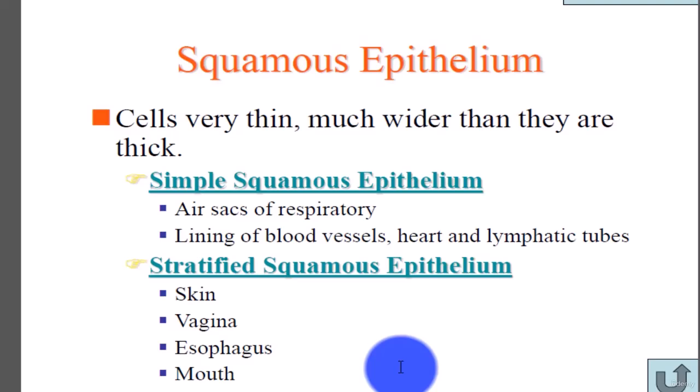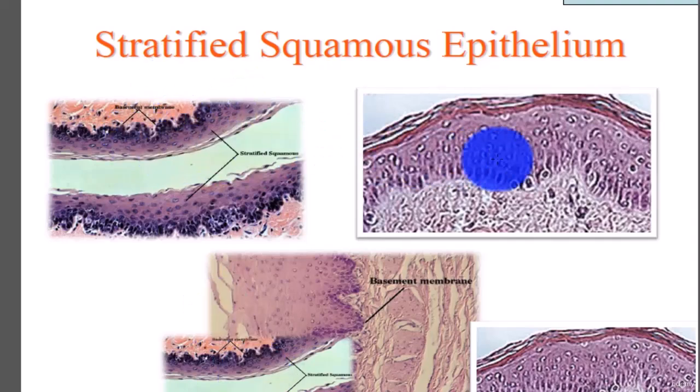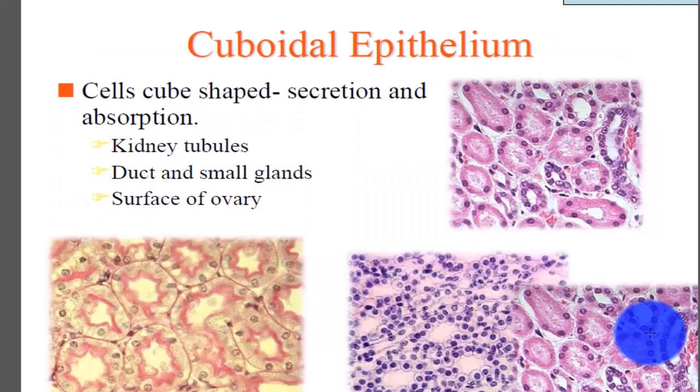Simple squamous epithelium is found in the air sacs of the respiratory system and in the lining of the blood vessels, heart, and lymphatic tubes. Stratified squamous epithelium is found in the skin, vagina, esophagus, and mouth. Here is an example of simple squamous epithelium, a single layer of cells, as we see here. This is a stratified squamous epithelium under the microscope after staining with hematoxylin, from a biopsy.